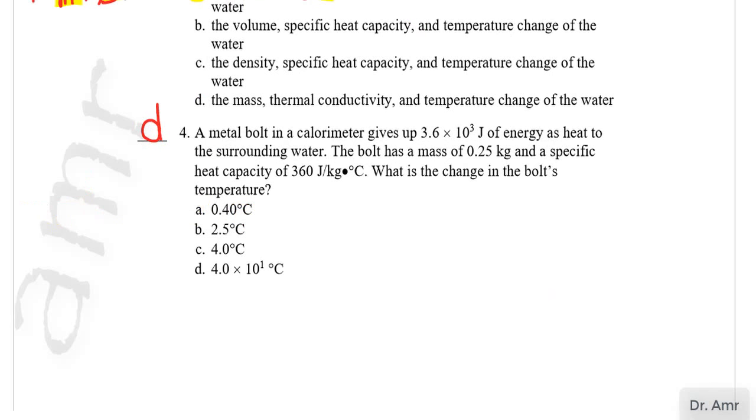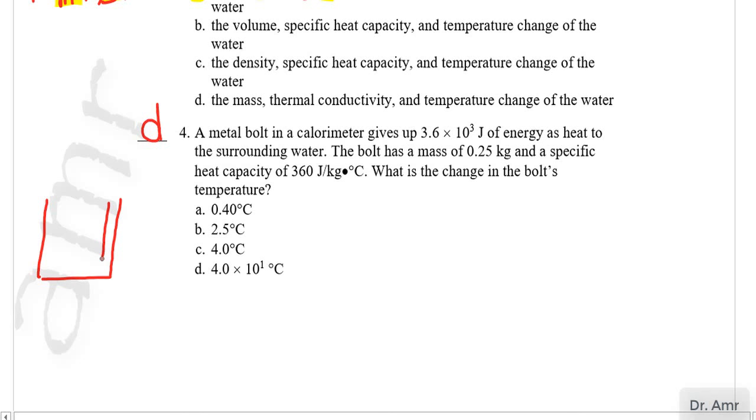A metal bolt in a calorimeter gives up 3.6 times 10 power 3 joules of energy as heat to the surrounding water. طبعا احنا عارفين ان الكالوريمتري ده عبارة عن insulated device walls بتاعته insulation، عبارة عن insulation اللي جوه رسمة مبسطة كده للكالوريمتر. دي الوولز اهي بتاعة الكالوريمتر. المهم ان في ثرمومتر بيقيس لي temperature change وفي stirrer عشان يقلب المية اللي جوه، ودي اهي المية اللي جوه الكالوريمتر.